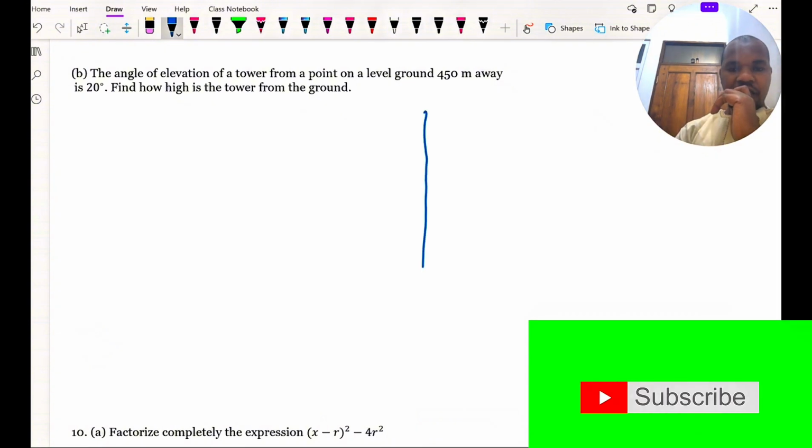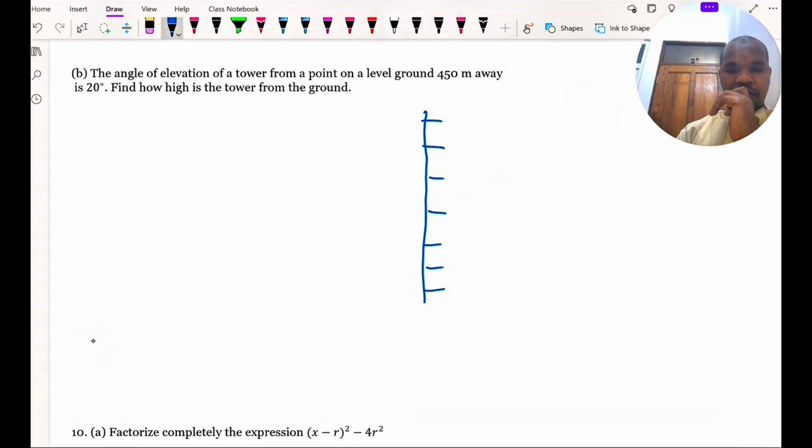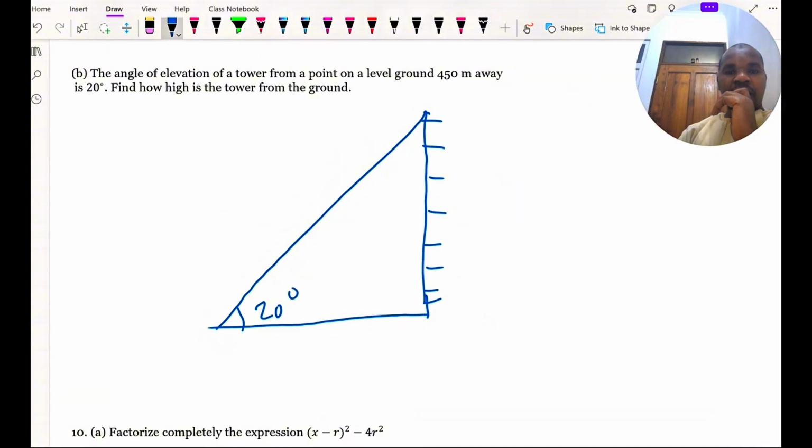So we have an illustration here. So this is the tower, and the angle of elevation from the ground is 20 degrees. The tower is viewed from a point on level ground 450 meters away. So the ground distance from the tower base to this point is 450 meters. We are looking for the height of this tower.